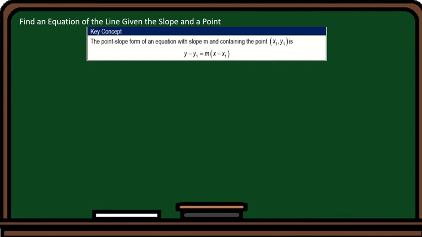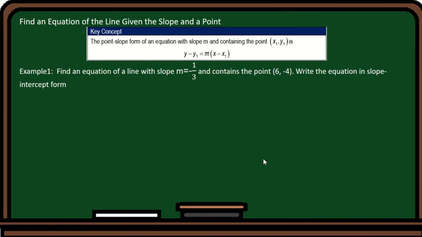So, this formula is what we call the point-slope form, which is an equation with a slope and containing the points, or the x sub 1 and y sub 1. So, this is y minus y sub 1 is equal to m times x minus x sub 1. So, we will have an example for this.